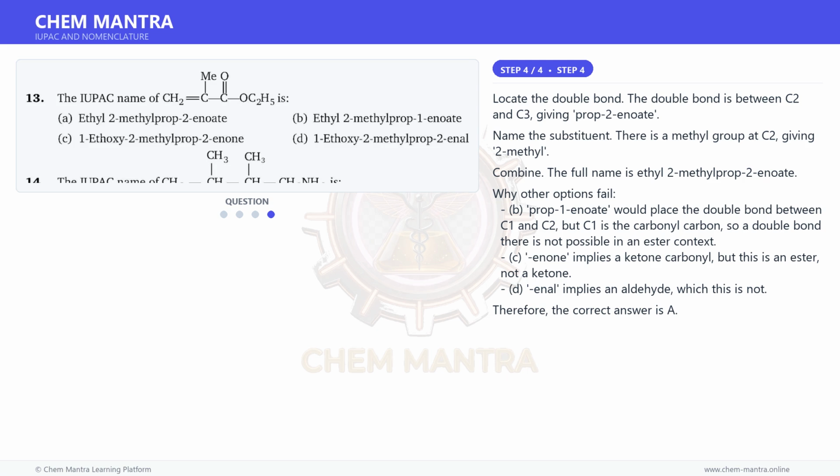Name the substituent. There is a methyl group at C2, giving 2-methyl. Combine. The full name is ethyl 2-methylprop-2-enoate.